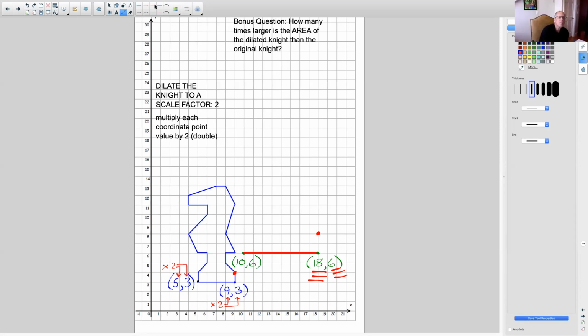And I love doubling numbers. It's so much fun. And that's why I love a scale factor of.